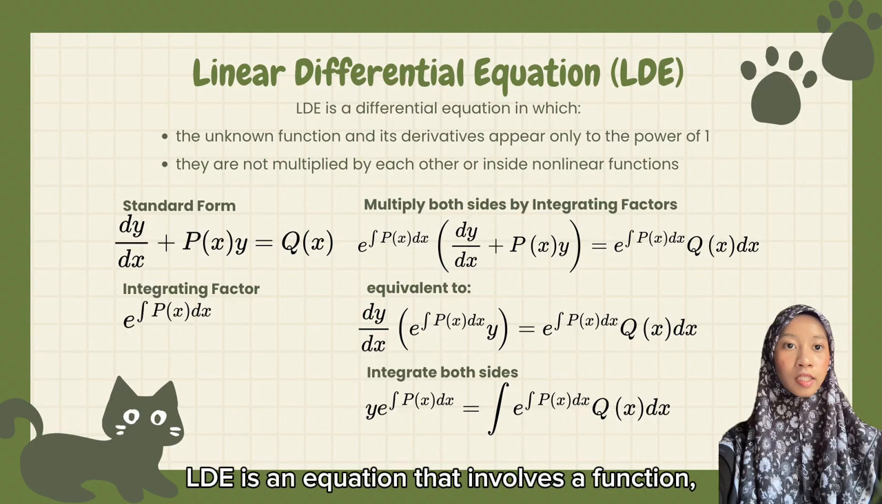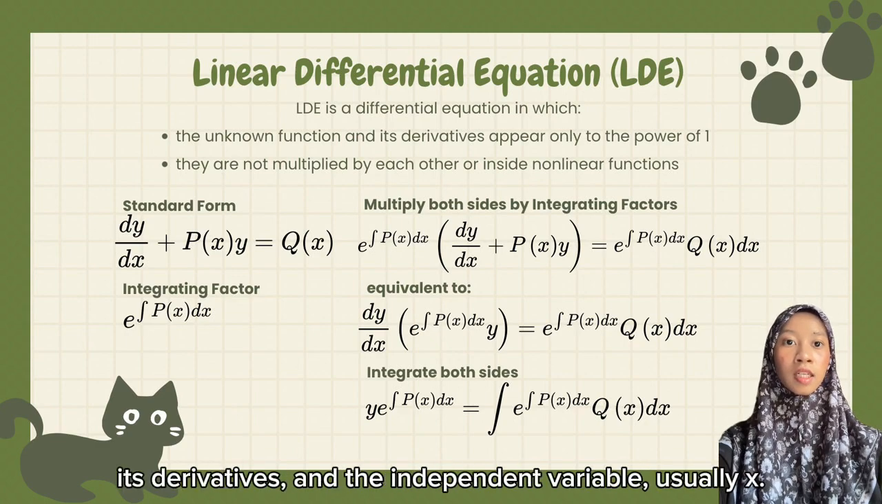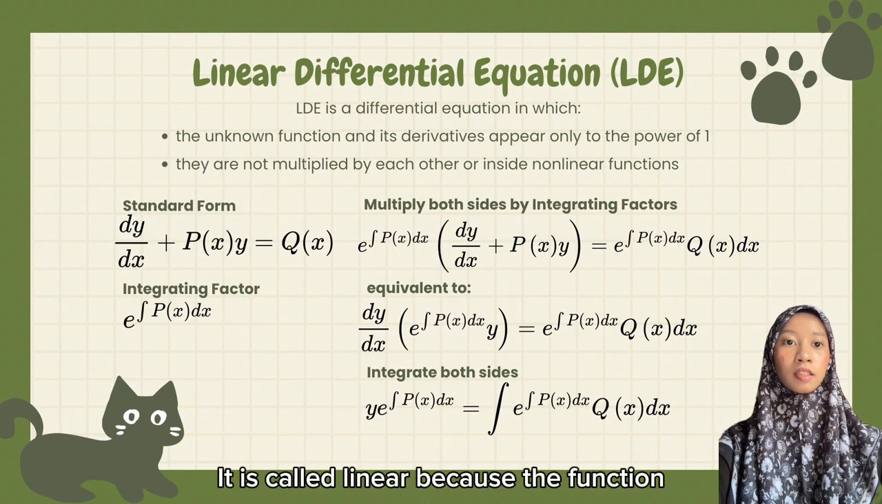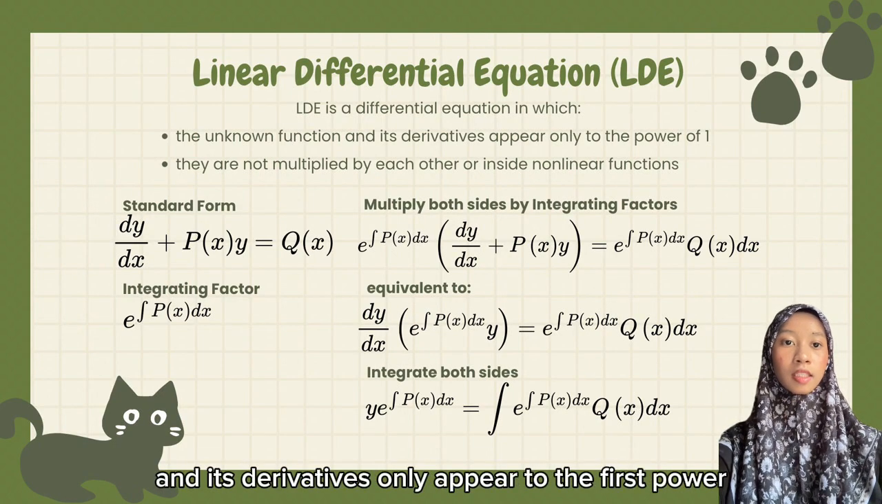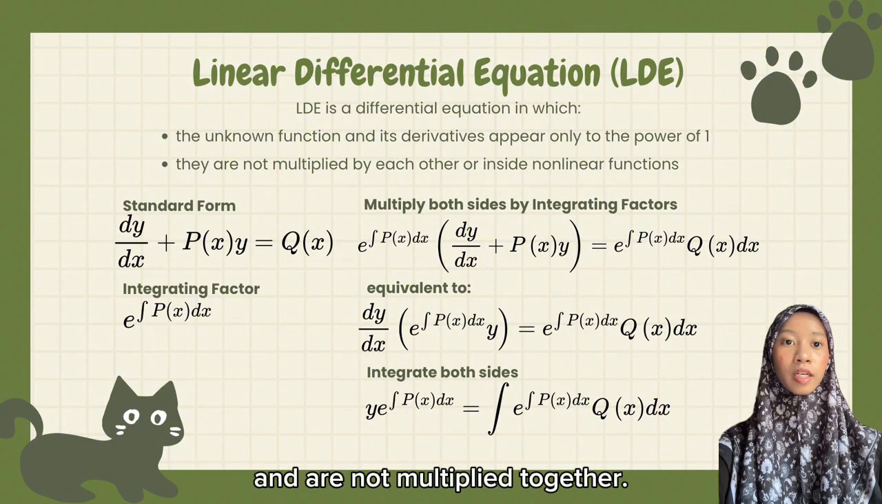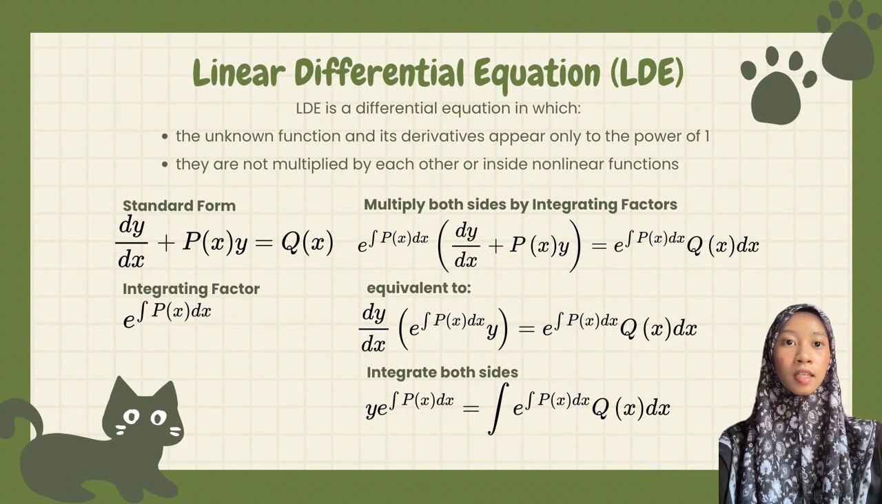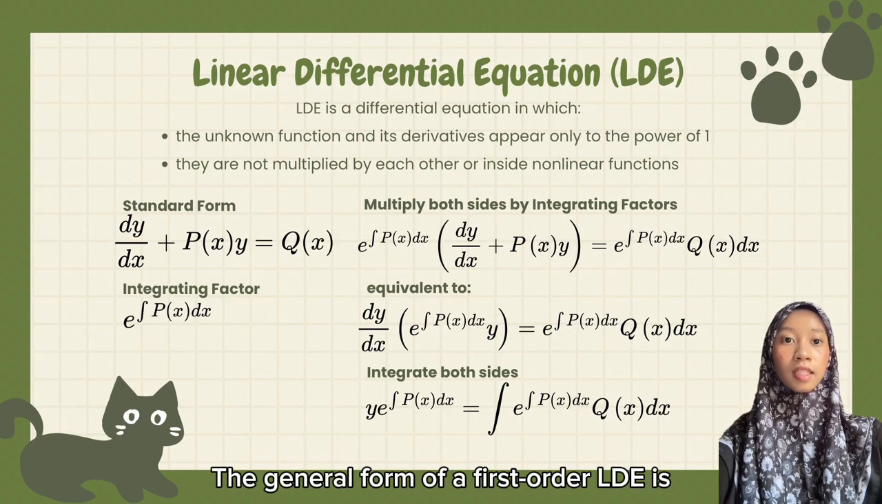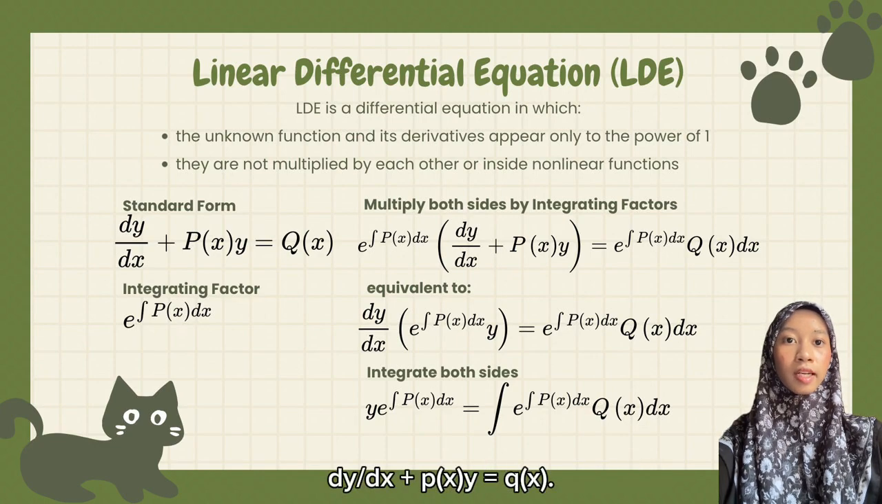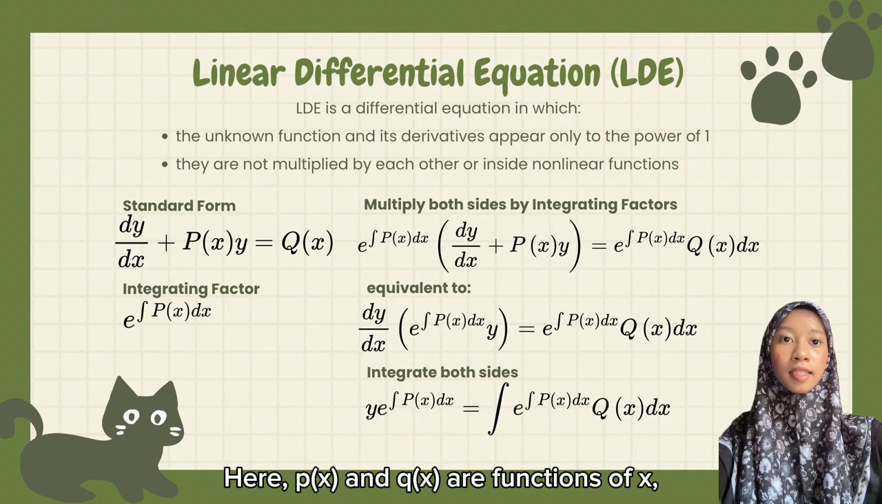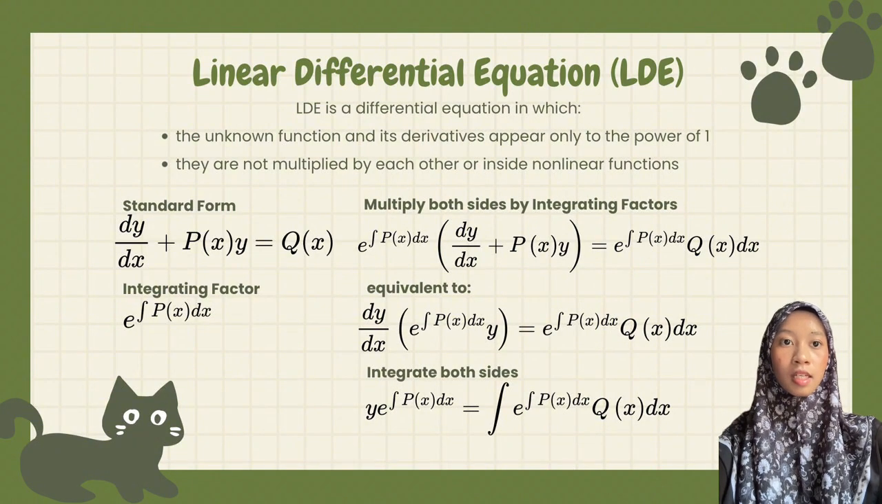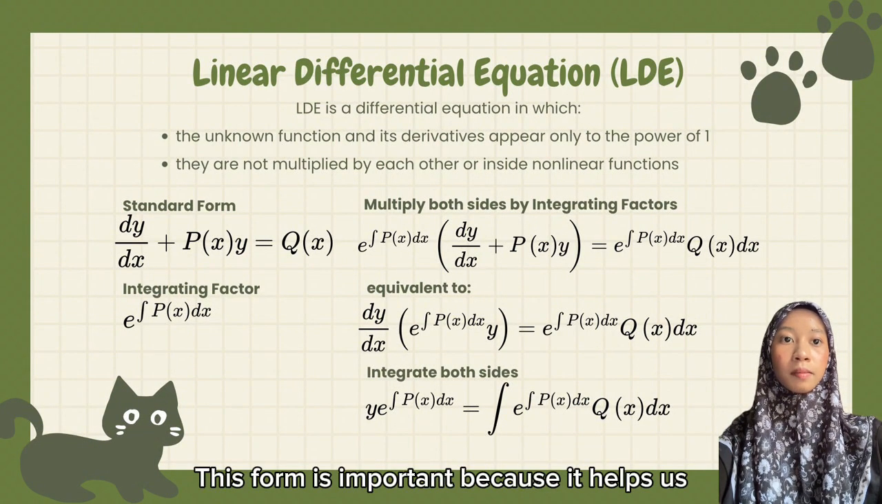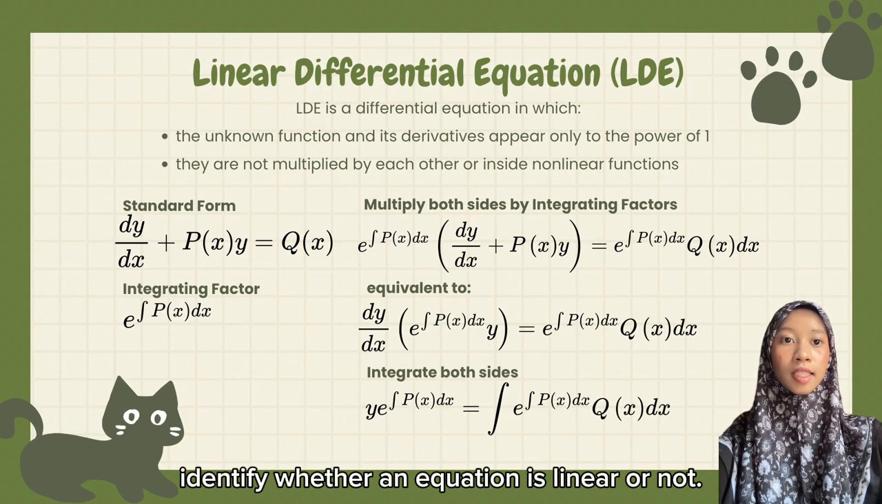I'm going to talk about linear differential equations, or LDE. An LDE is an equation that involves a function, its derivative, and the independent variable, usually x. It is called linear because the function and its derivative only appear to the first power and are not multiplied together. The general form of a first order LDE is dy/dx + p(x)y = q(x). Here, p(x) and q(x) are functions of x, and y is the dependent variable. This form is important because it helps us identify whether an equation is linear or not.